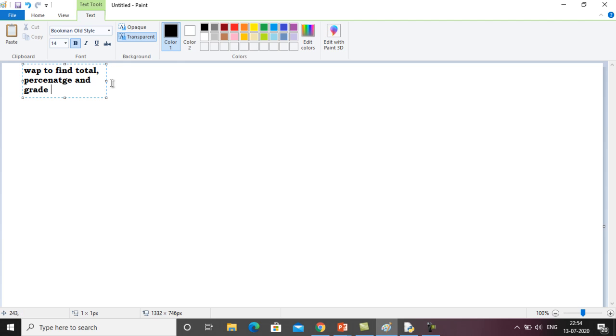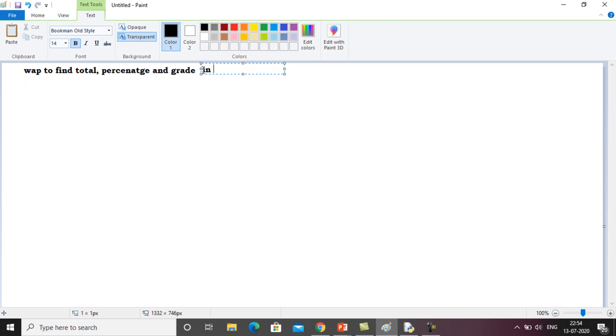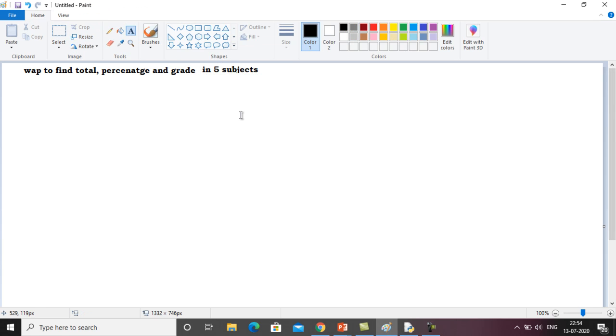So we have to find 3 things in this case, and that is total, percentage and grade, and all this in 5 subjects. So the number of subjects given to us is basically 5. So obviously we have to check how we have to proceed.